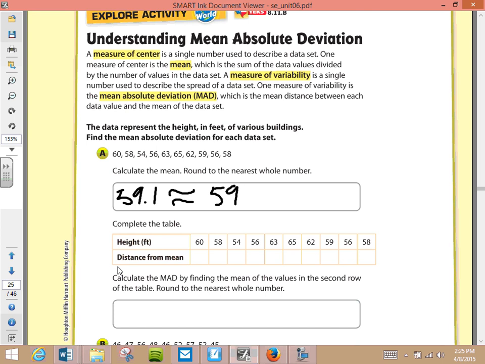Okay, so all you have to do for the bottom is to find the difference between the number up here and the mean. What is the difference? 1, that's it. And right here is 1 again. 5.